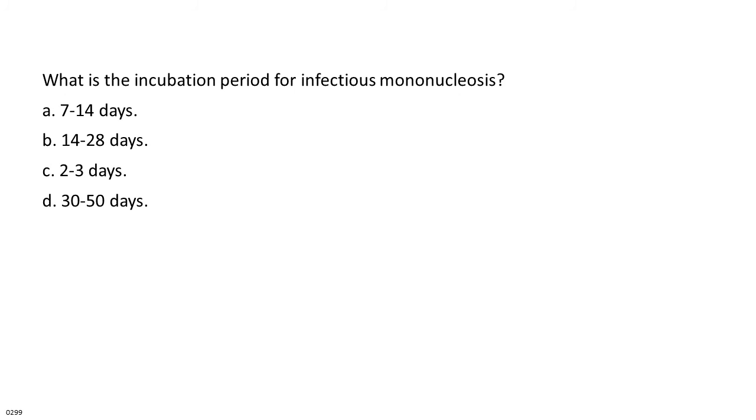What is the incubation period for infectious mononucleosis? A. 7 to 14 days. B. 14 to 28 days. C. 2 to 3 days. D. 30 to 50 days.